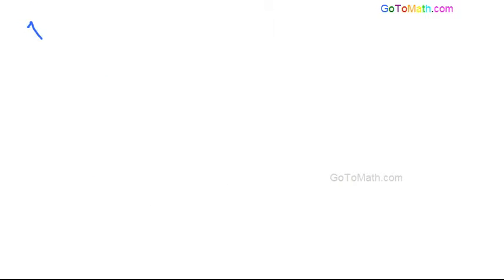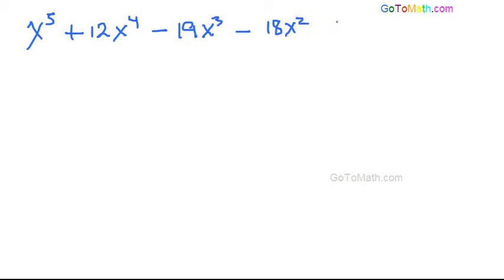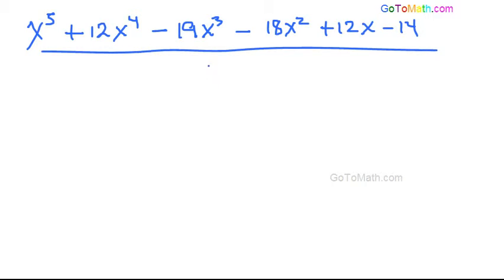Okay. So we have x to the 5th plus 12x to the 4th minus 19x cubed minus 18x squared plus 12x minus 14. It seems like this thing's just going on forever. And that'll be, hey, that's not too bad of a straight line there. x minus 2. Alright. Okay, so we're going to skip some steps that we've been going into.